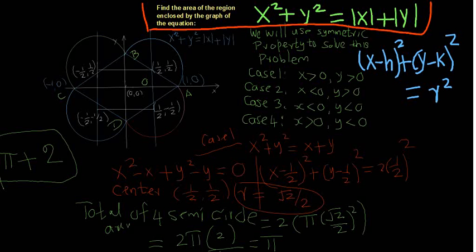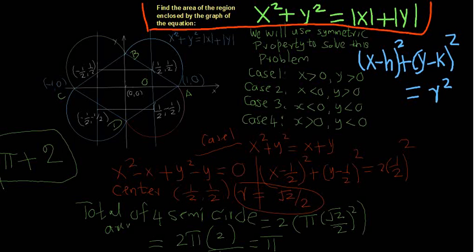One is in the first quadrant, case 1, x greater than 0, y greater than 0. Case 2, x less than 0, y greater than 0. Case 3, x less than 0 and y less than 0. And case 4, x greater than 0, y less than 0. That's basically quadrant 1, quadrant 2, quadrant 3, quadrant 4. So we're going to use the symmetric property to sketch the graph in the other quadrants.